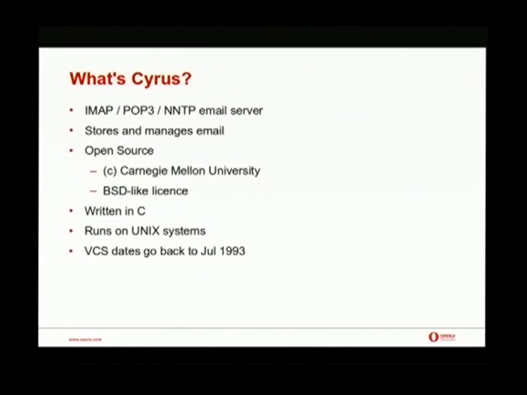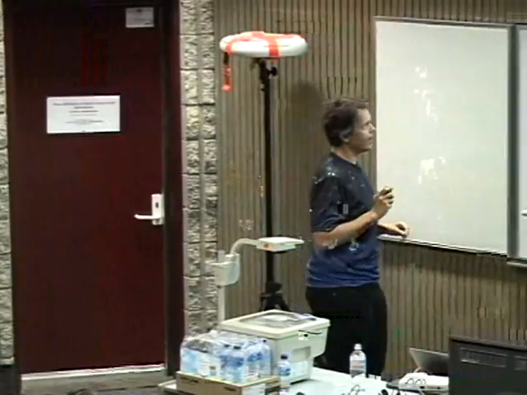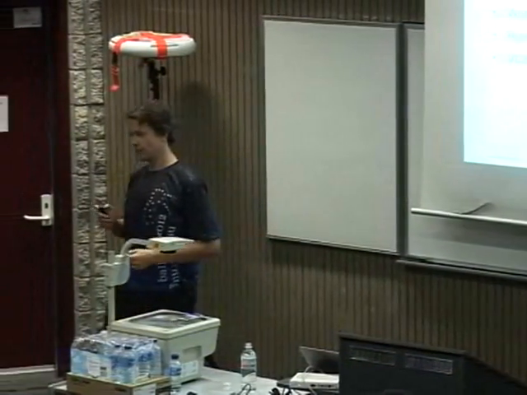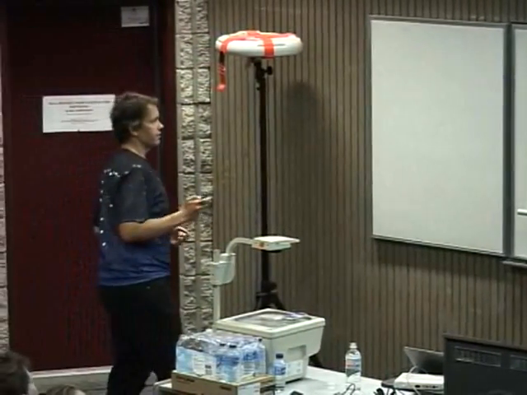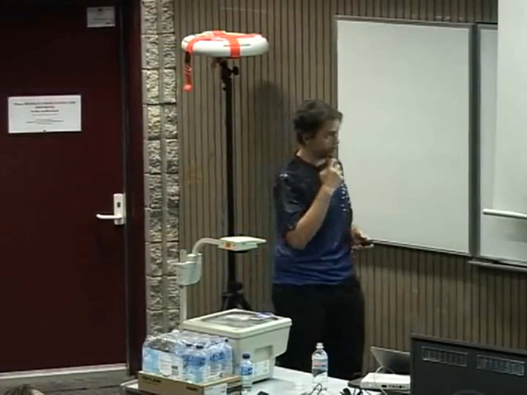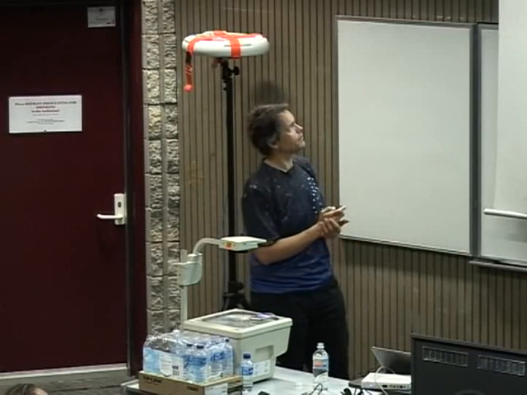What is Cyrus? It's an IMAP and several other protocols that don't matter, email server, which stores and manages email. It's open source. It's from Carnegie Mellon originally, and it's a BSD-like license. It's almost exactly the 3-clause license with an extra clause they're putting there to confuse you. It's written in C. It runs on Unix systems. And the version control system dates go back to July 93. So it's not exactly a spring chicken.